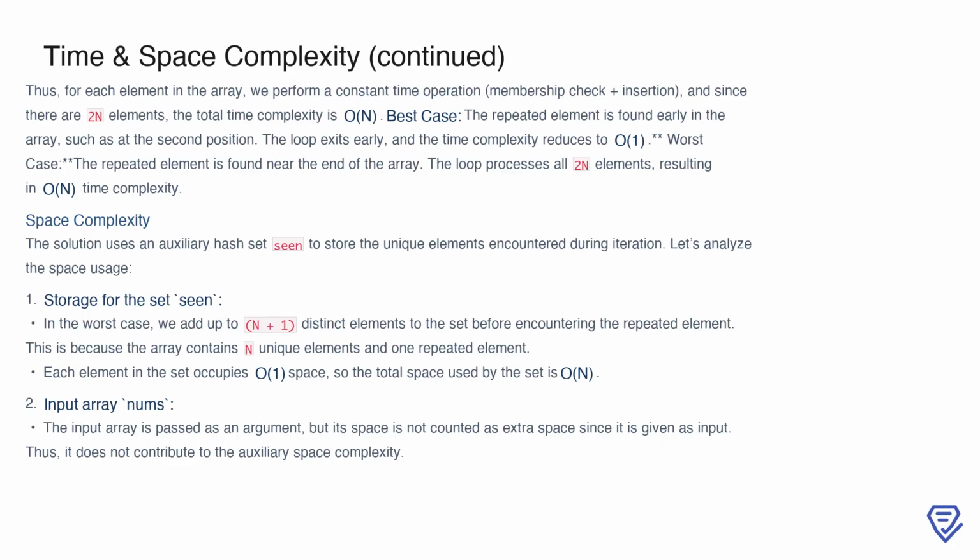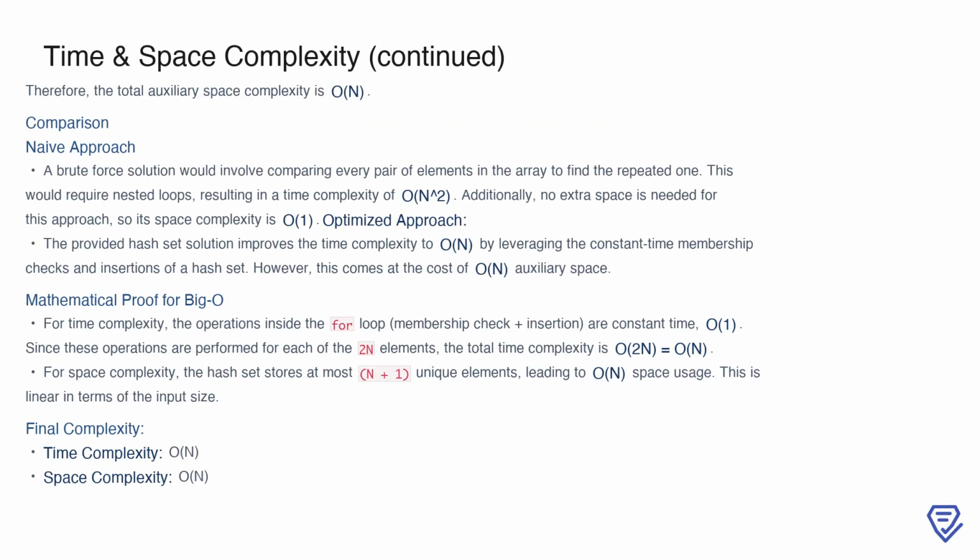Moving to space complexity, the algorithm uses an auxiliary hash set called scene to store unique elements encountered during the iteration. In the worst case, the set can grow to hold up to n+1 elements, since the array consists of n unique elements plus 1 repeated element. Since each element in the set occupies O(1) space, the total space used by the set is O(n). It's important to note that the input array nums itself is not counted as auxiliary space since it is part of the input and does not require additional memory allocation. Thus, the total auxiliary space complexity of the solution is O(n).